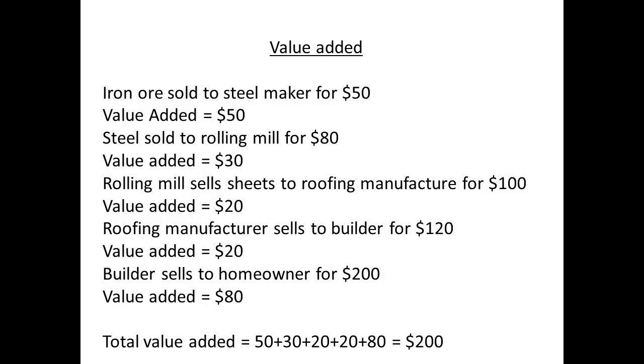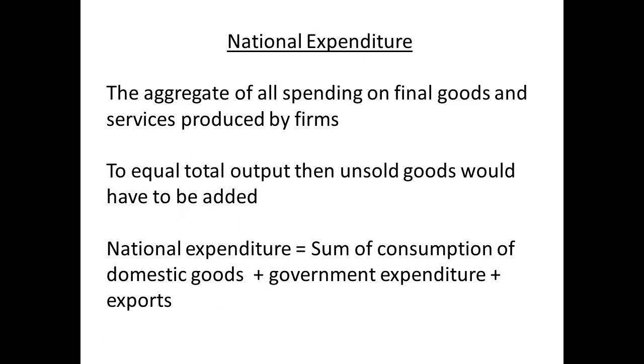So to avoid this, we consider only the value added at each point, and then take the sum of these values. When the iron ore is first sold, the initial value added is $50. When the steel maker sells on to the rolling mill for $80, then the value added equals 80 minus 50, which is $30. When the rolling mill sells on to the roofing contractor, the value added is 100 minus 80, which equals $20. So by doing this at each stage, the total value added is equal to $200. Note that this is also equal to the final cost.